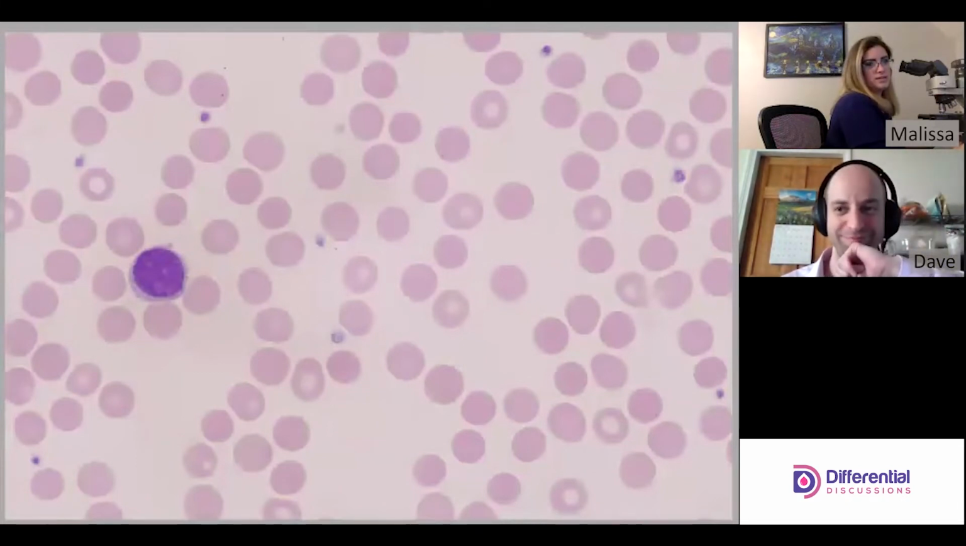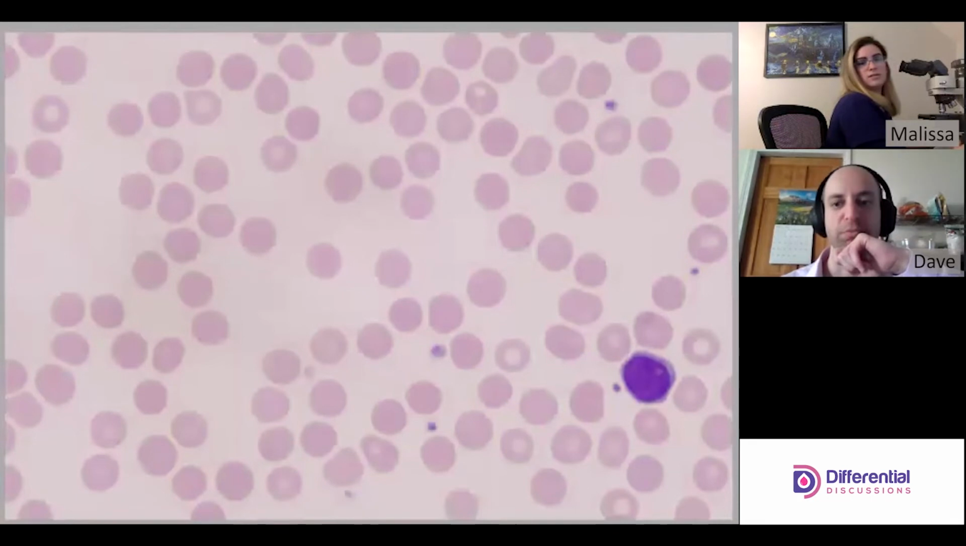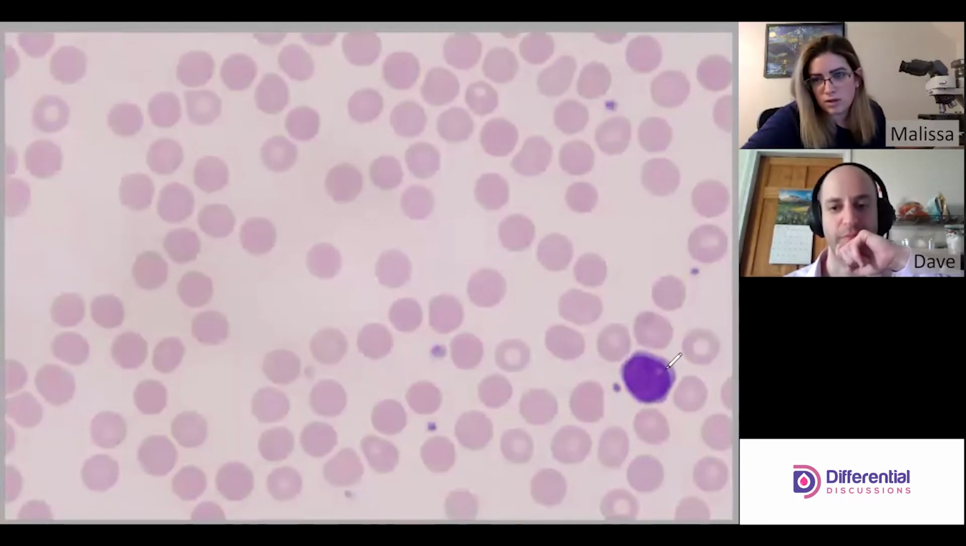This one's actually nice. Small round resting lymph. It's a little bit larger than a lot of the other small round resting lymphs. He's in the field. This one's kind of nice because you can pretty clearly see where there's a little nucleoli right there. Yep.